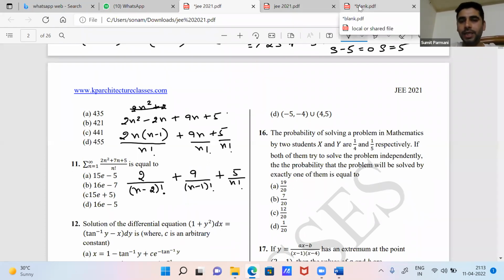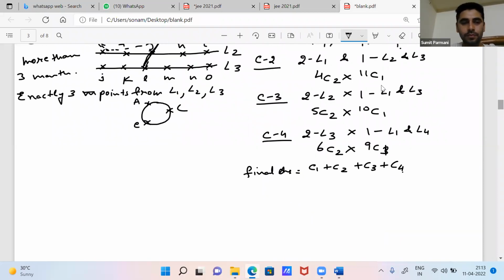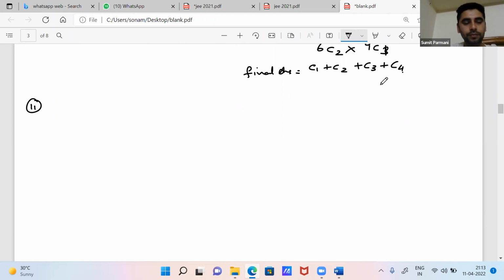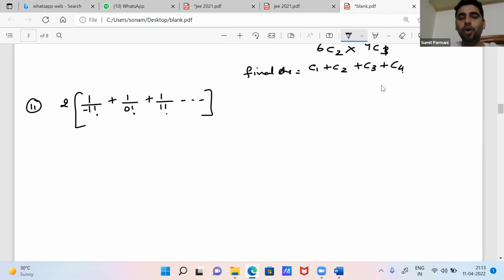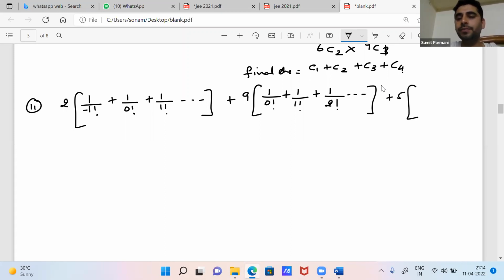Now I'm expanding this. Putting n is equal to 1. 2 times 1 by minus 1 factorial plus 1 by 0 factorial plus 1 by 1 factorial and so on, plus 9 times 1 by 0 factorial plus 1 by 1 factorial plus 1 by 2 factorial and so on, plus 5 times 1 plus 1 by 2 factorial plus 1 by 3 factorial and so on.